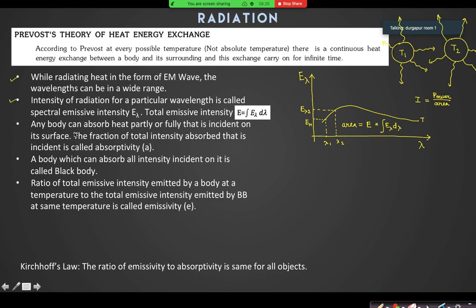Now the third point is any body can absorb heat partly or fully that is incident on it. The fraction of the total intensity that is absorbed out of what is incident on it is called absorptivity. So what is absorptivity? Suppose this is a body, and a certain amount of energy is incident on it. Incident intensity means per unit cross-section area. Out of that intensity, a part will be absorbed in the body.